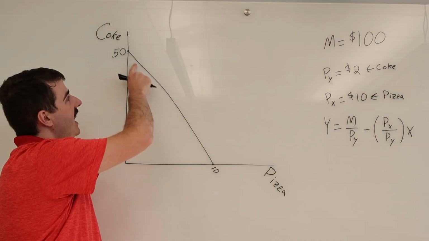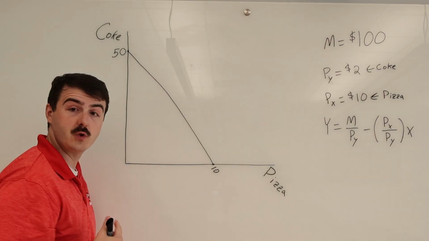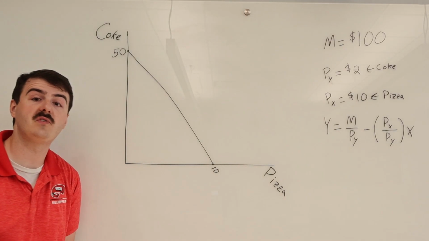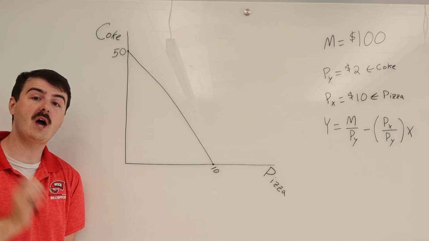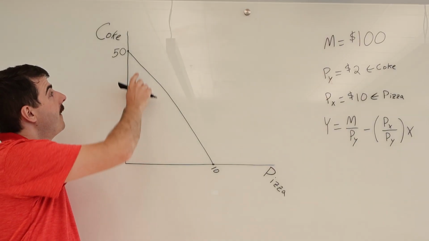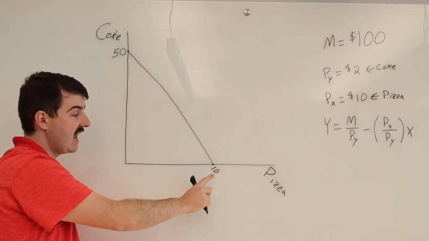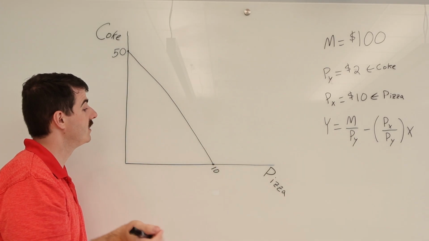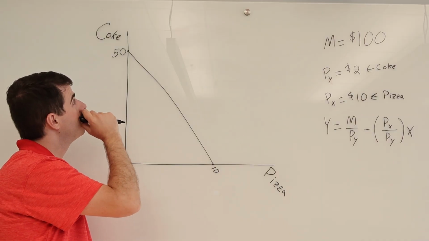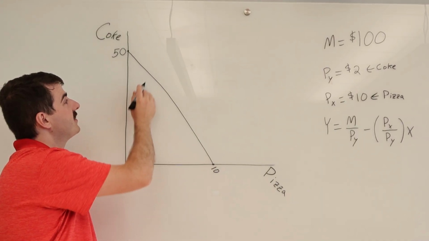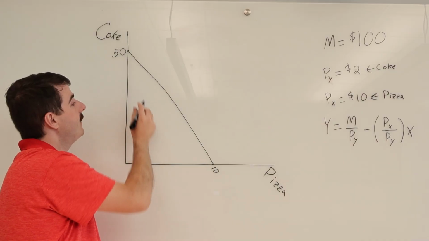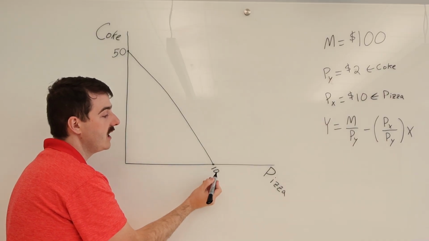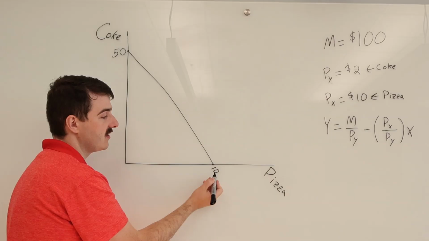So what does this line represent? Well, here's what's crazy. This line represents all possible combinations of Coke and pizza that we can afford. Don't believe me? Well, let's see here. What else is going to be on this line? Well, one thing we could do, if we start over here, we've got 10 pizzas.